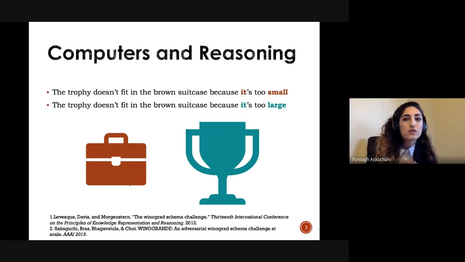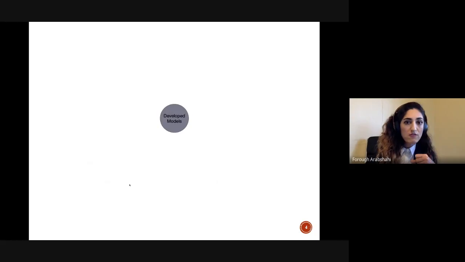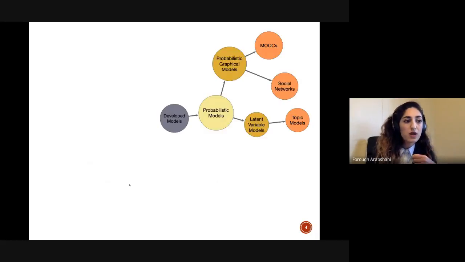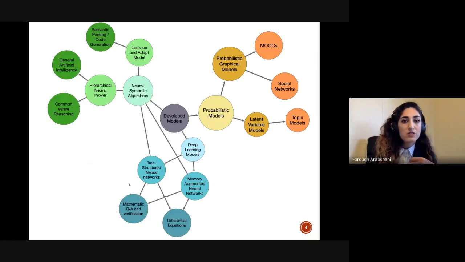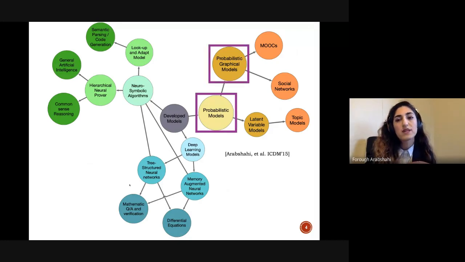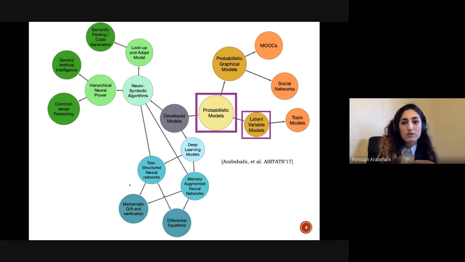And my overarching research goal is to develop efficient learning algorithms that address the problem of reasoning and common sense reasoning. So towards that goal, I have developed models that can be categorized under three broad umbrellas of probabilistic models, deep learning models, and neuro-symbolic algorithms. On the probabilistic front, I have developed latent tree graphical models that can be used to model high-dimensional time series data, such as predicting behavior of students in a massive open online course, or behavior of social network attendees like Twitter or Facebook. Also, I have developed latent variable models for which we can prove interesting statistical learning guarantees.